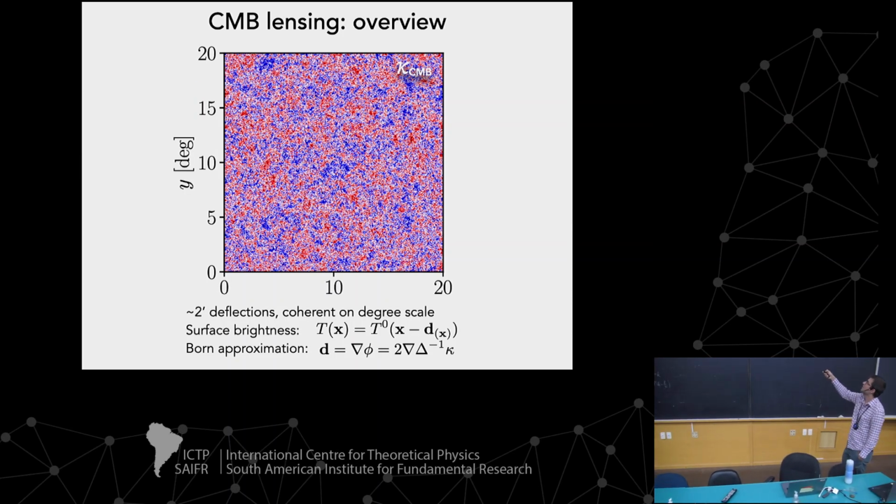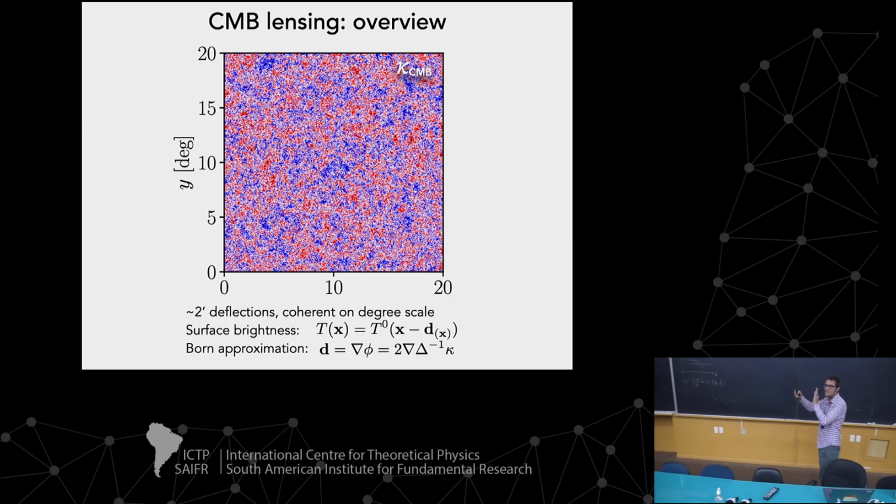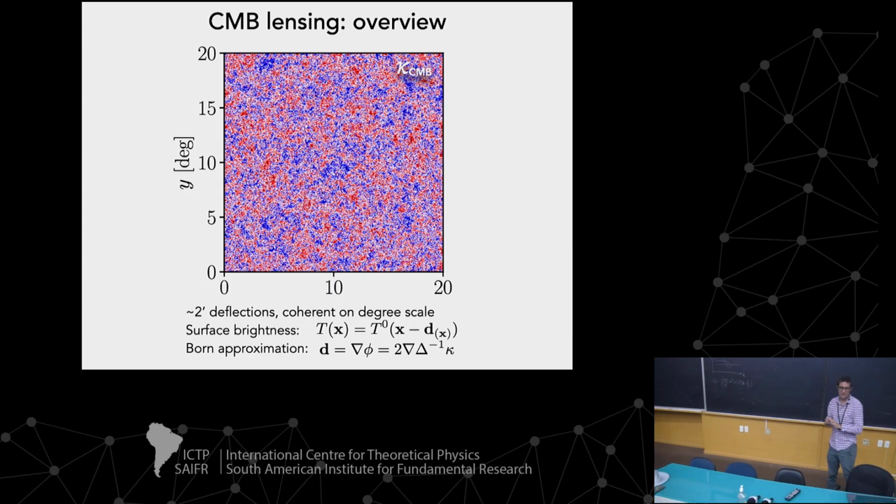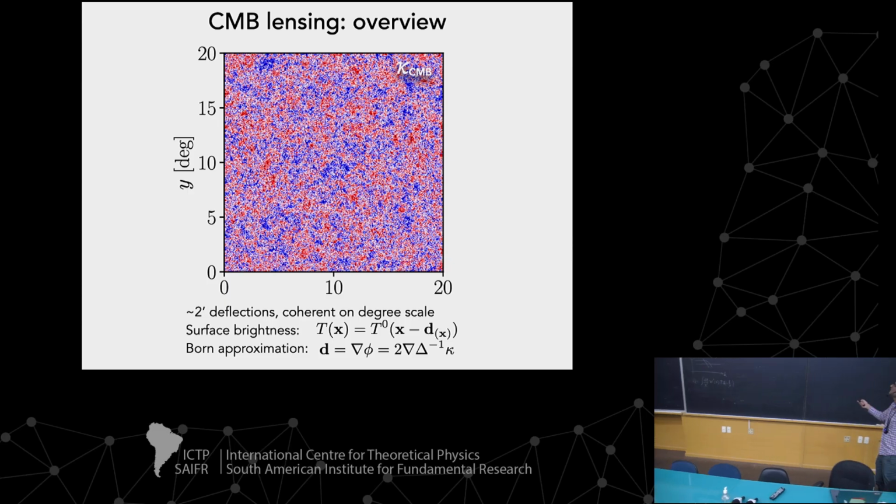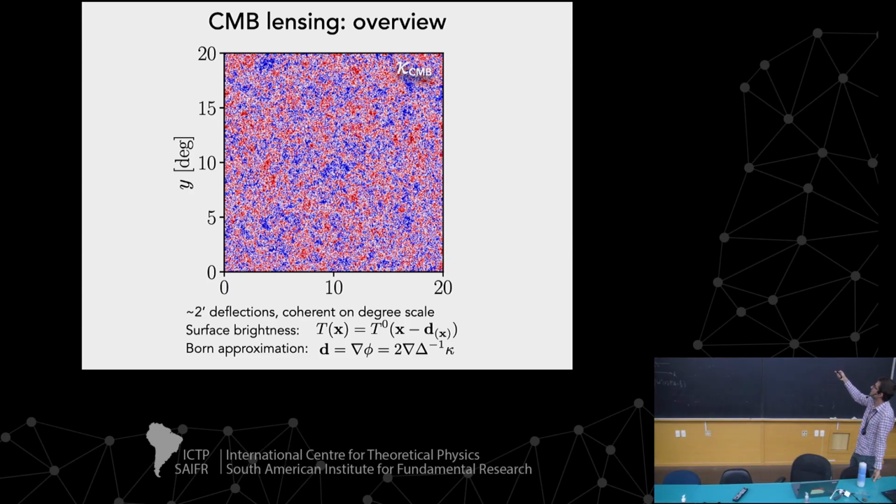Blue and red are positive and negative convergences. And what you're seeing here really is a projection between us and the CMB of the matter density field. So you're seeing in projection all of the matter in the universe between us and the CMB. And you can see this field varies on very small scales.